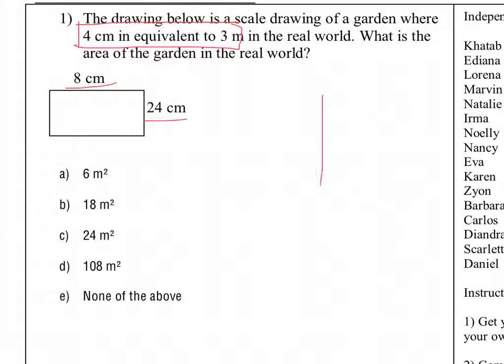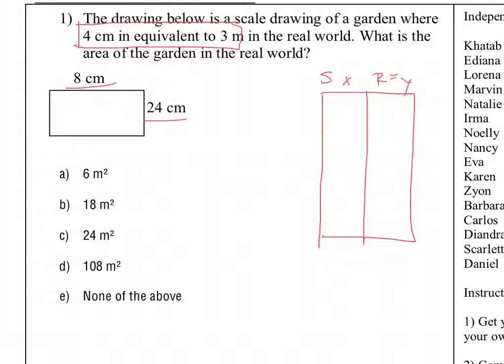So setting up our table here, our original input would be our scale drawing, and our output would be the real world. So throwing in the information that we know about this relationship, that this is 4 centimeters to 3 meters, this y over x is 3/4.